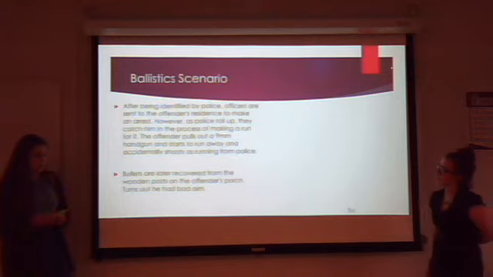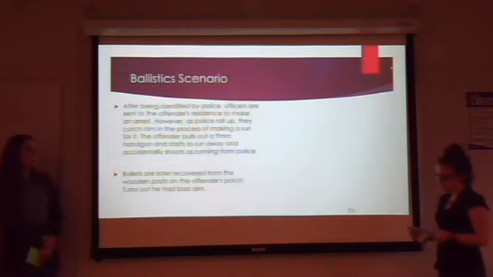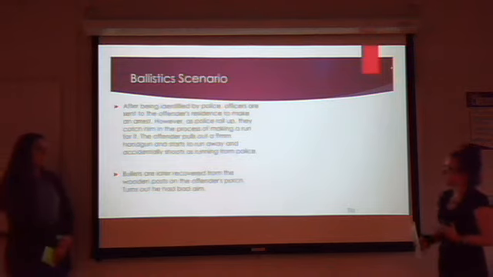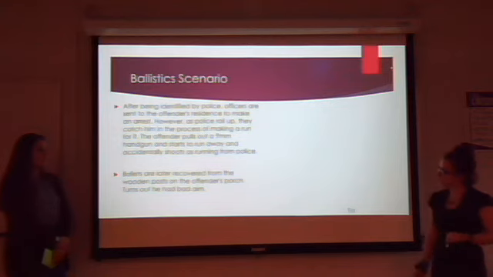This slide here shows a ballistics scenario that incorporates the shooting and the bullets from the previous slides. This narrative shows the suspect shooting at officers when they roll up to arrest him. He pulls out a 9mm handgun and starts shooting, but unfortunately he ends up shooting himself in the process.